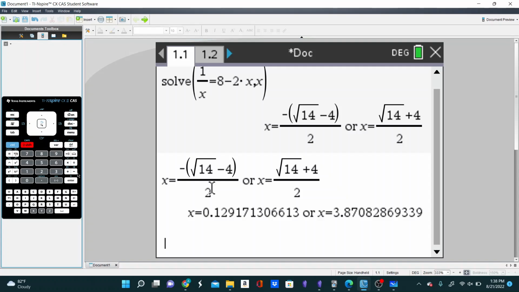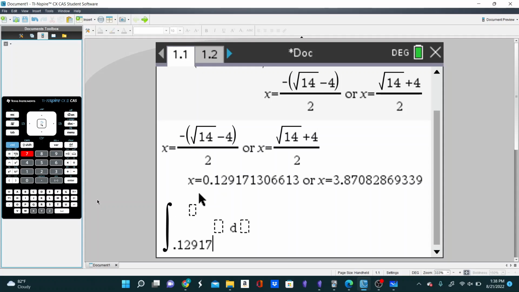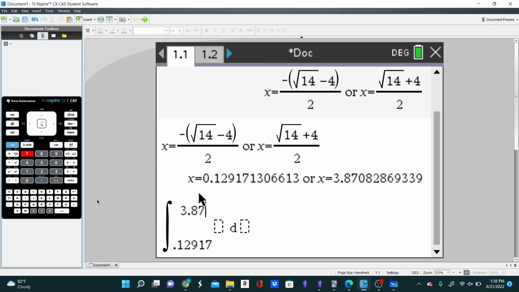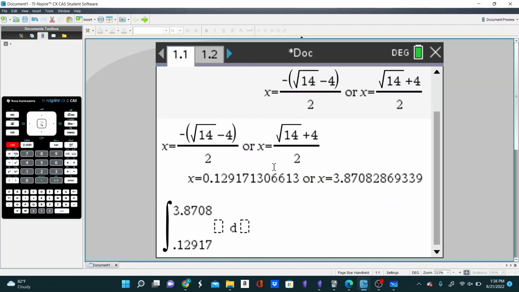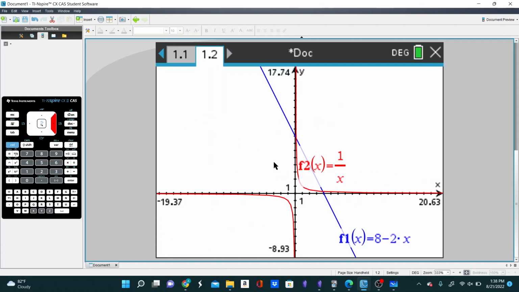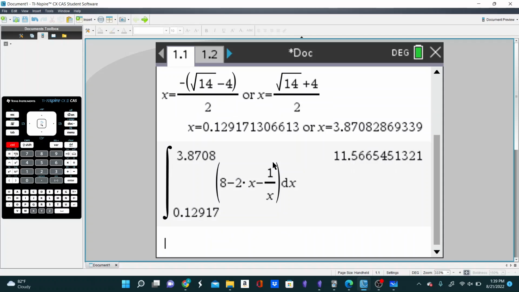Then to find this bounded area, just use the formula. The bounded area is going to be equal to the integral of these two boundary points, 0.12917 to 3.8708. And then you're going to integrate the upper function minus the lower function. On this interval, the function that's above is going to be 8 minus 2x, this blue part. And then the lower function will be the red, which is 1 over x. So subtract 1 over x, and integrate with respect to x. So we get a bounded area of 11.6.